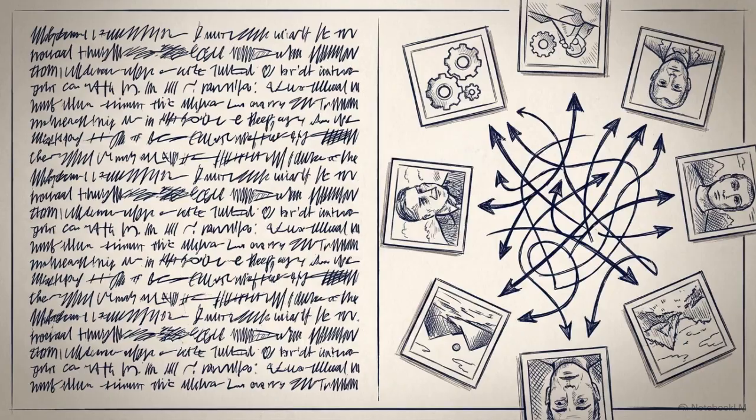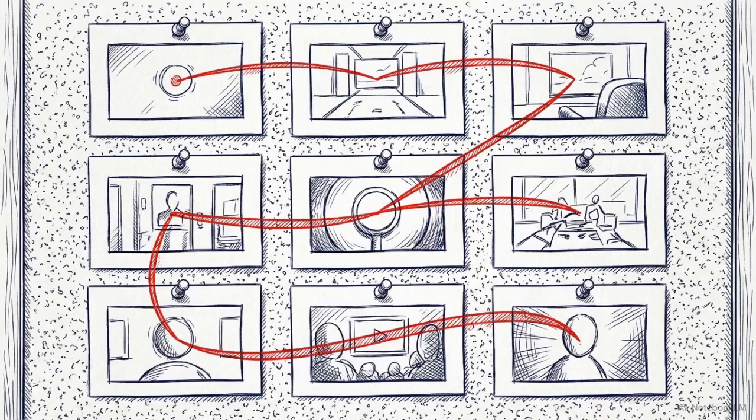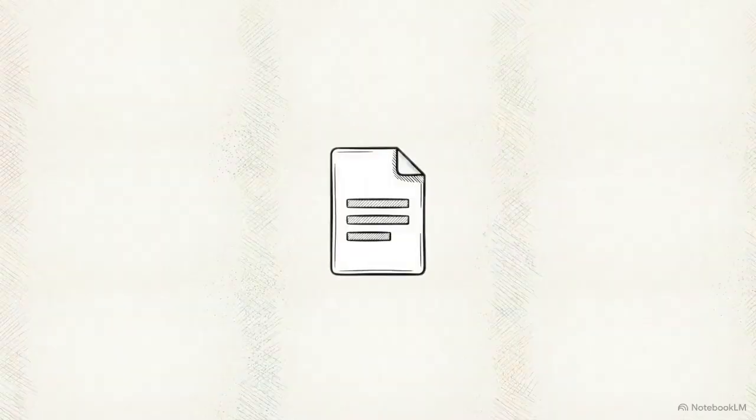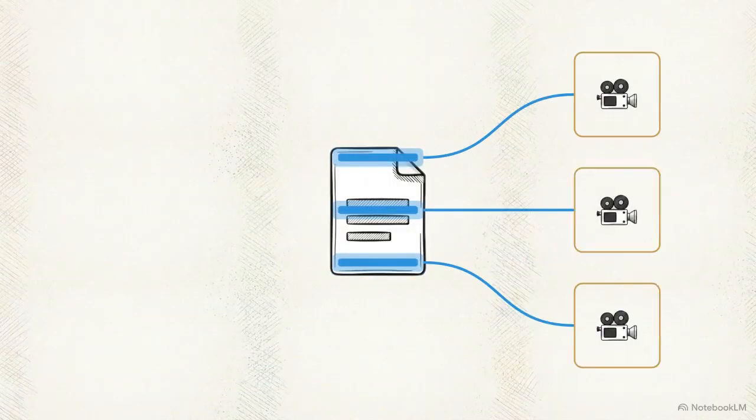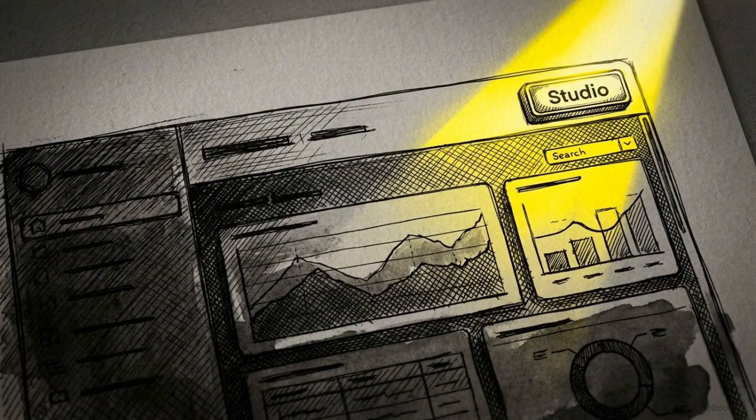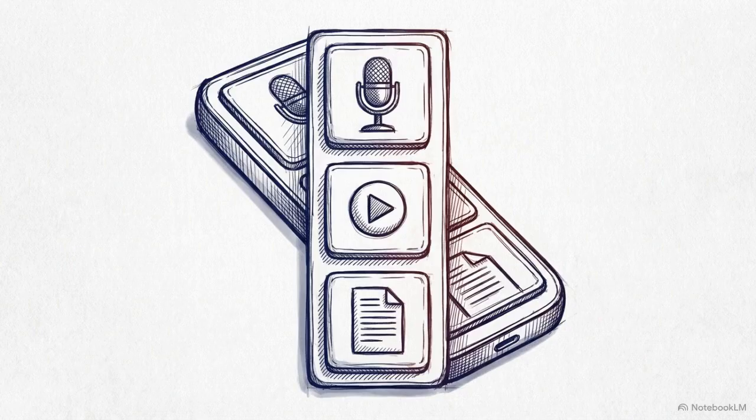If the uploaded data is disorganized, the resulting story will be disorganized too. Document organization is the most critical phase of pre-production because it defines the boundaries of the AI storytelling capabilities. Once your sources are loaded, look for the Studio panel on your screen. This is where the media generation tools are located.